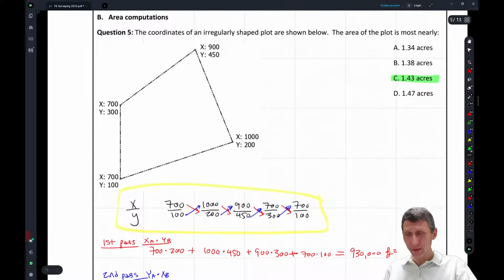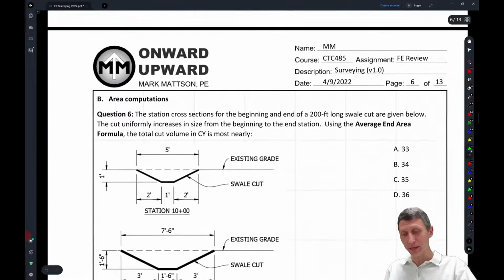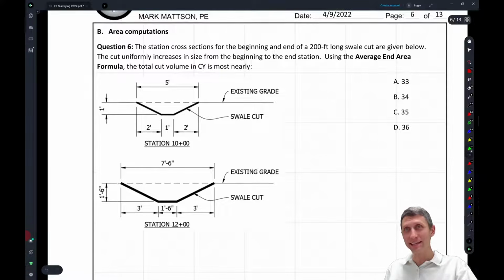So area by coordinates. So the next couple of problems, actually, I did in a way where we're kind of going to do the same problem twice, and I hate to do.